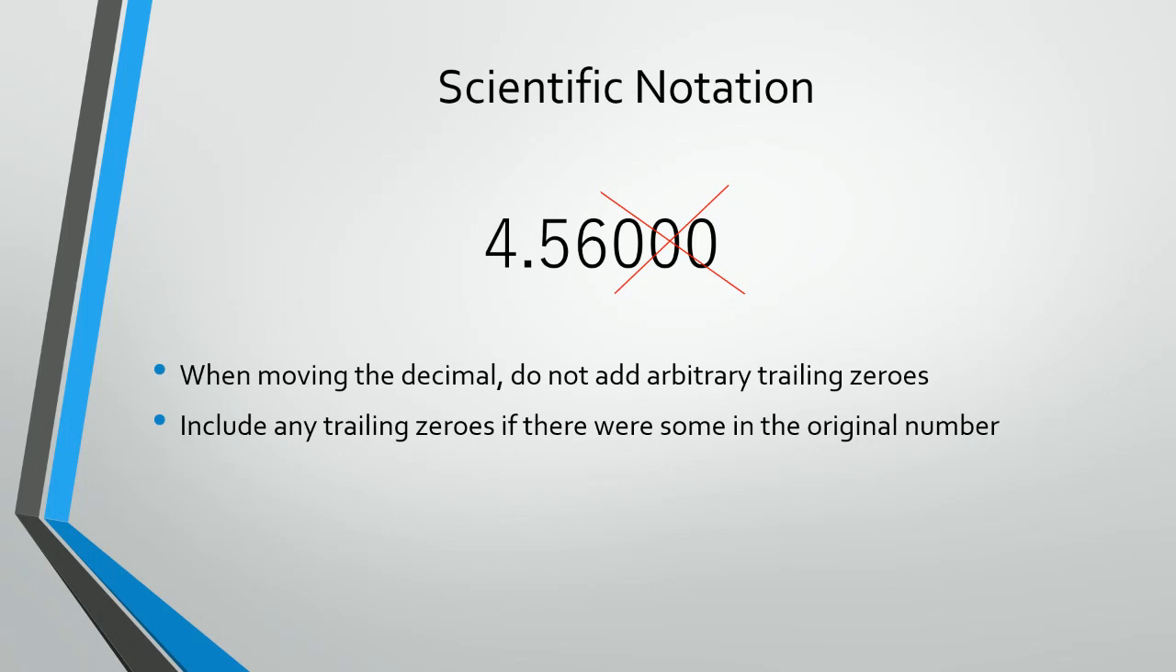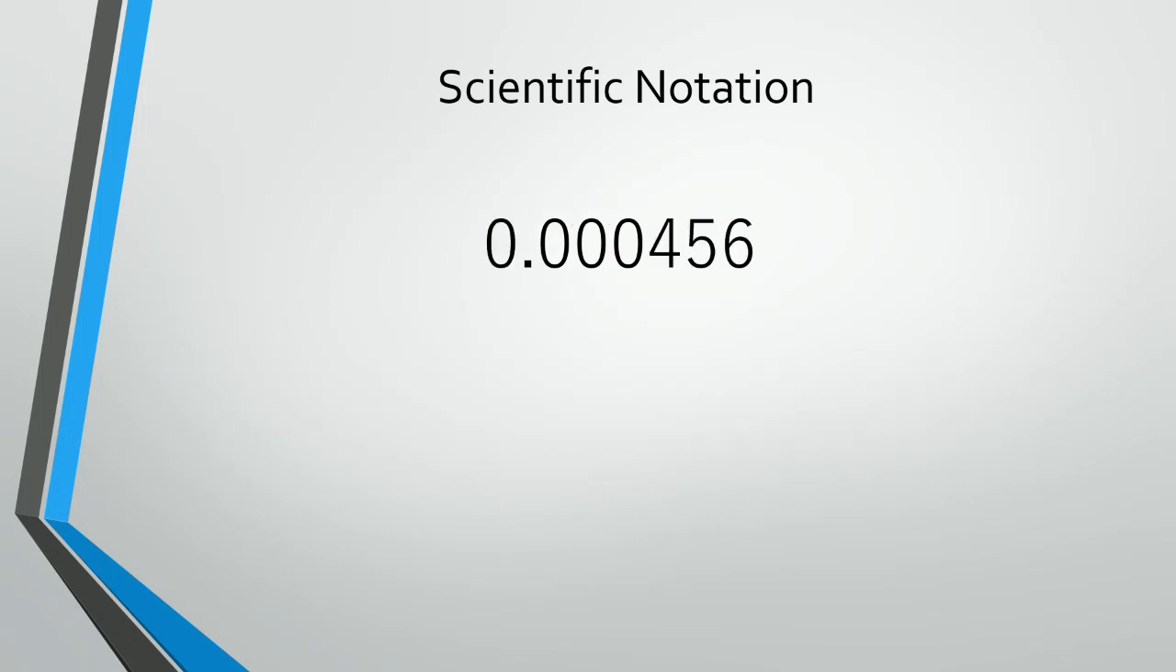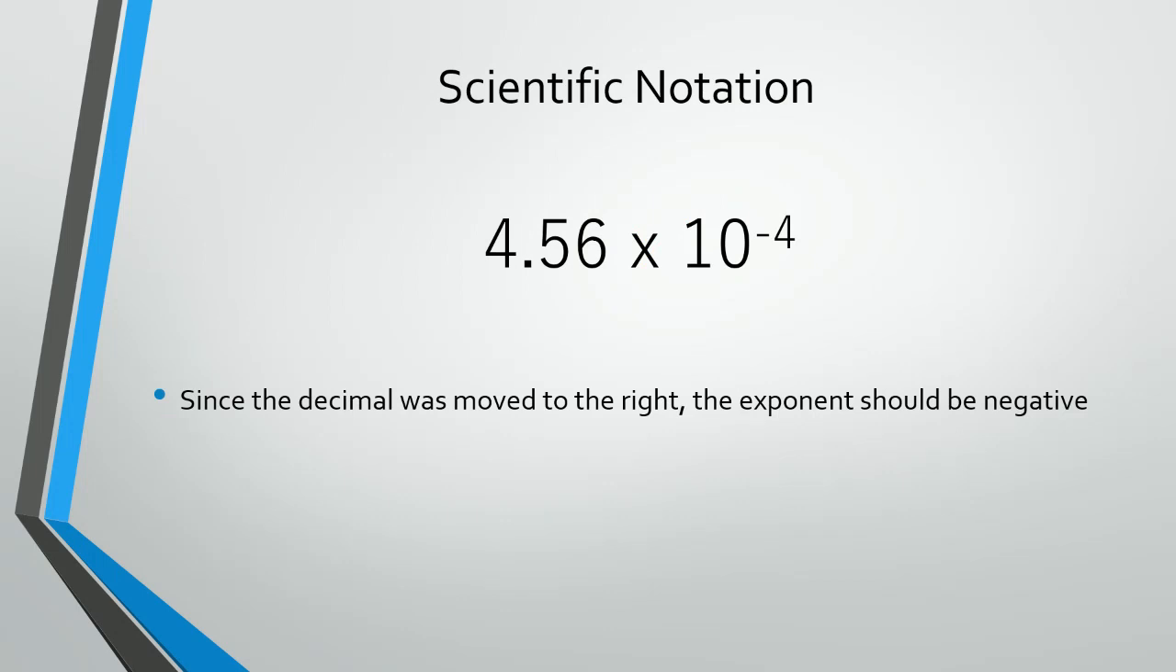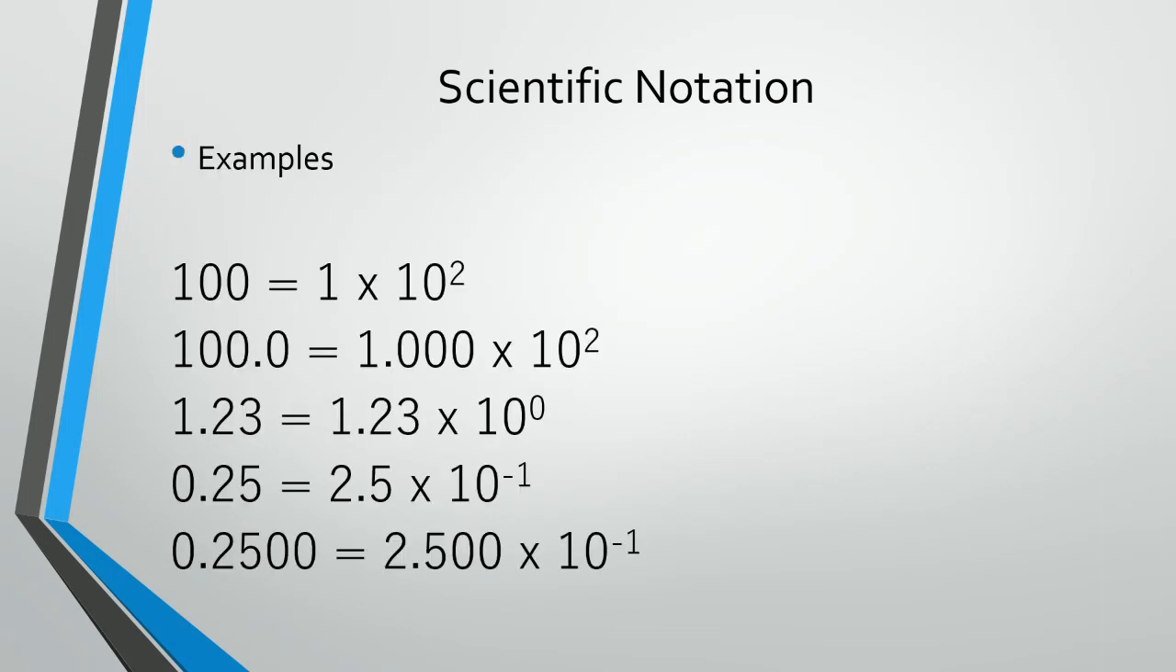So going through this real quick, when moving the decimal, try to avoid adding arbitrary zeros. That does matter. It basically talks about how accurate your value is. So only report the digits that are being shown there. Don't add your own digits. Okay, and since the decimal is moved to the right, we get 10 to the -4, meaning we have a small number, less than 1, negative exponent.